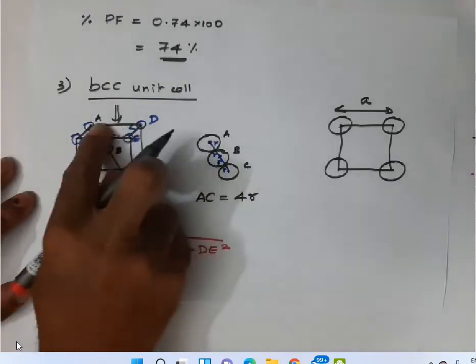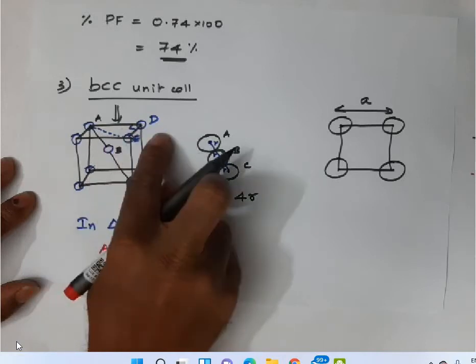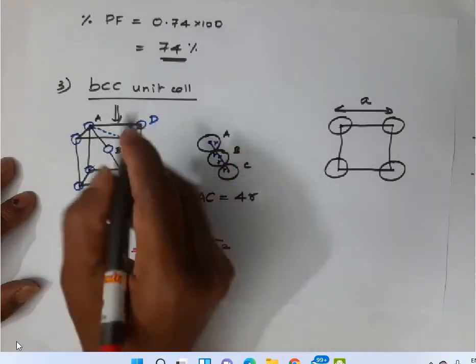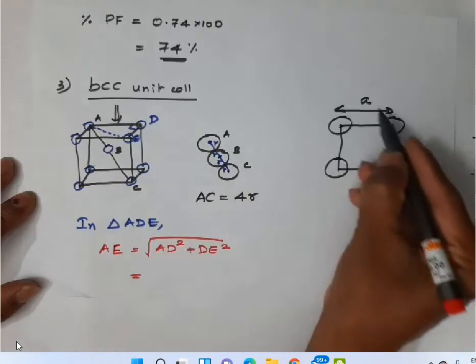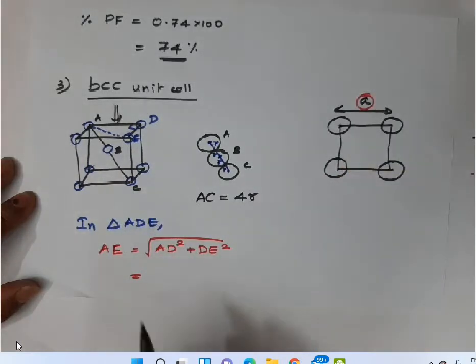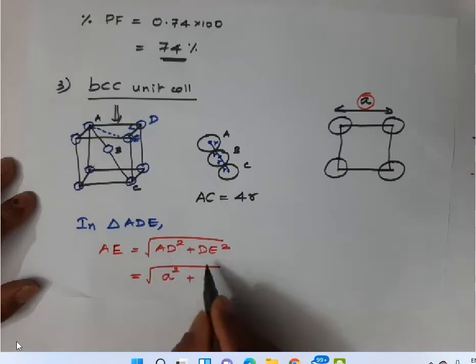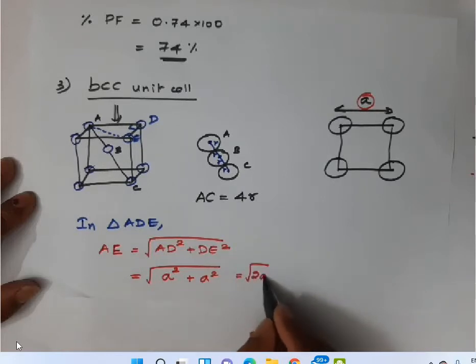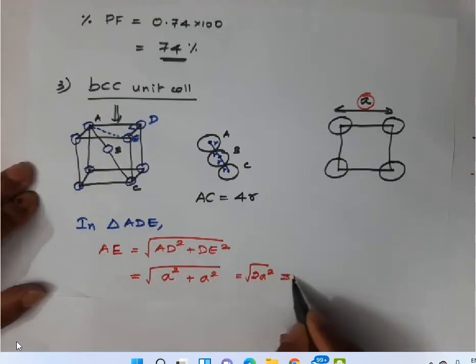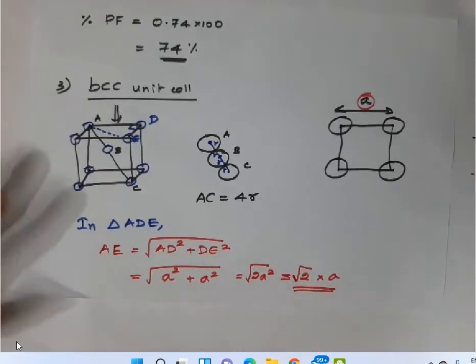Now what is AD? AD is nothing but edge length. Similarly, DE is also edge length. We have taken the edge length as a. Therefore, this is square root of AD, edge length a squared, DE also edge length, that is another a squared. So I'll get root of 2a squared, or you can also write it equal to square root of 2 into a. So this is AE, the length AE.